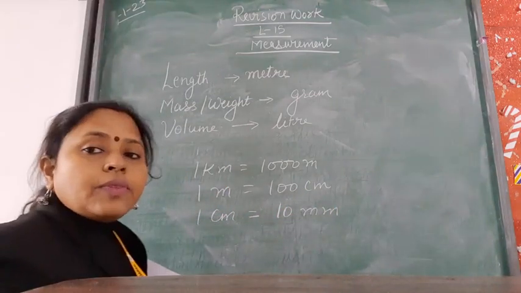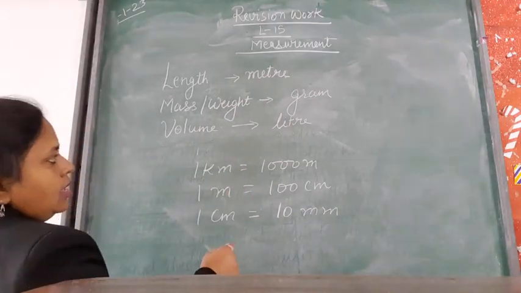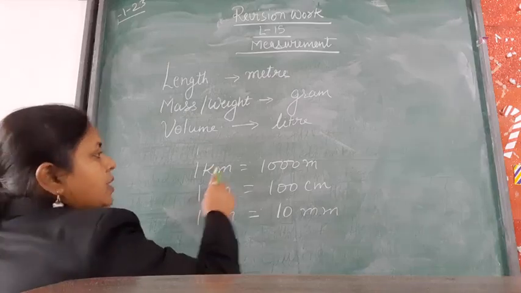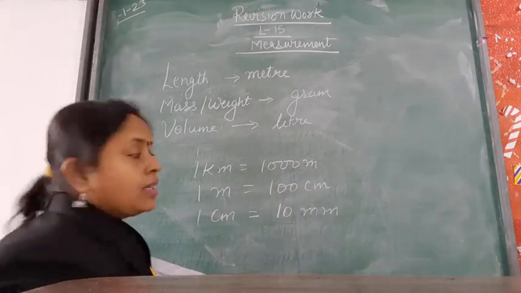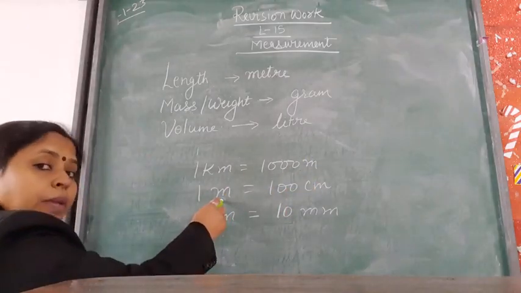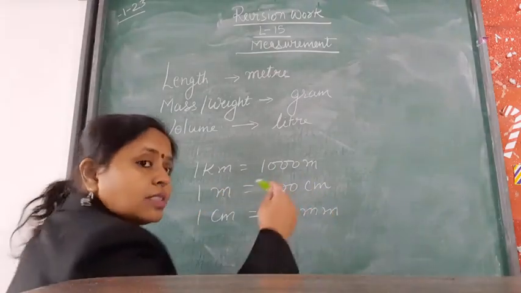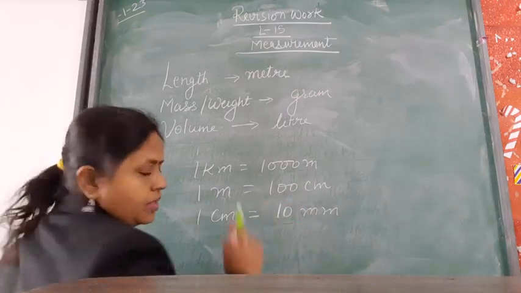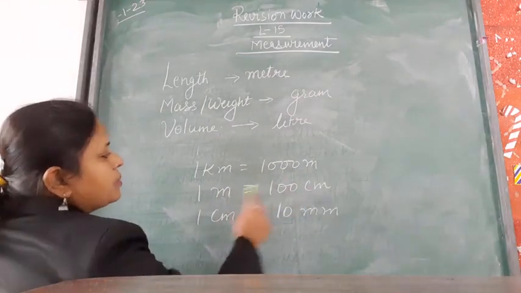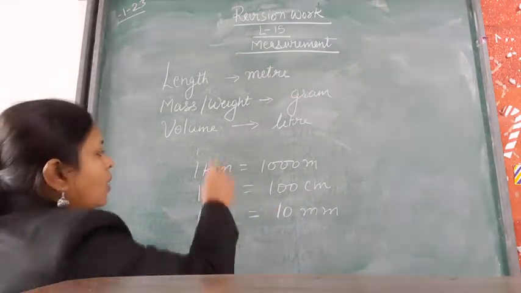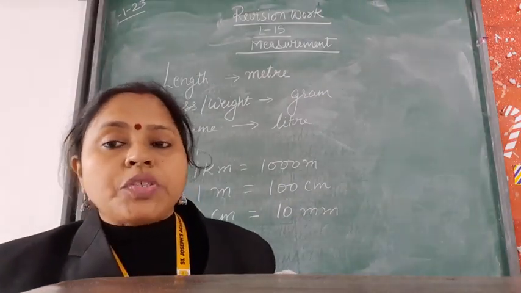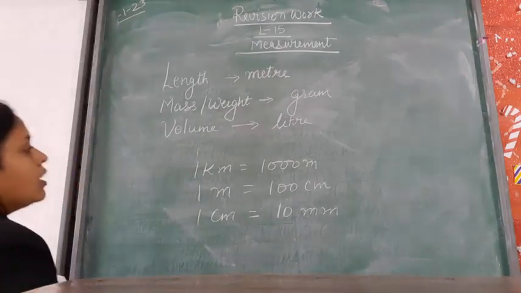Now, children, it is very clear from this relationship that 1 kilometer is a bigger unit and meter is a smaller unit. Likewise, meter is a bigger unit and centimeter is a smaller unit than meter, and centimeter is bigger than millimeter, right? All of these are the units for measuring length, right?